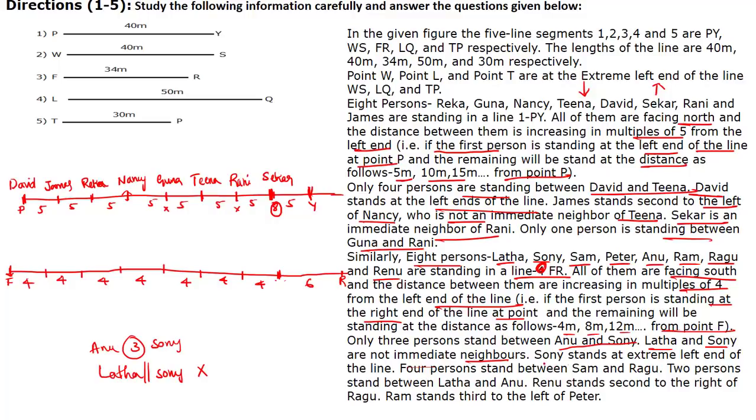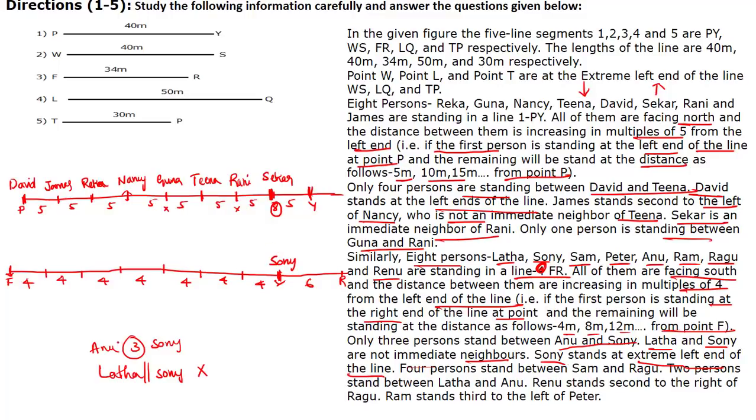The next one is Soni stands at the extreme left end of the line. Here, friends, all the persons are facing towards the south direction. Because all these persons are facing south, this would be the extreme right end. We already know that this is point R. No one is standing here. This is the last person who is going to stand here. So if this is the right end, then this would be the left end. Therefore Soni has to be placed here.